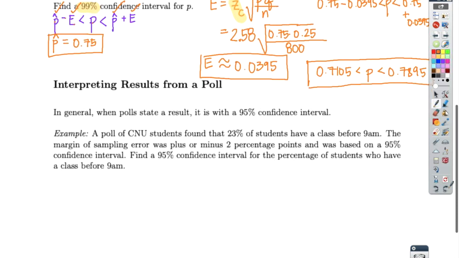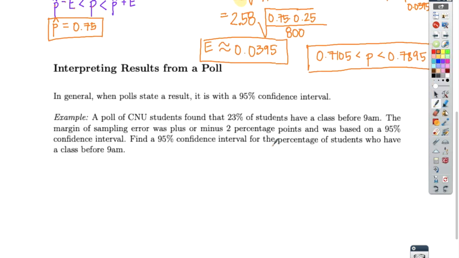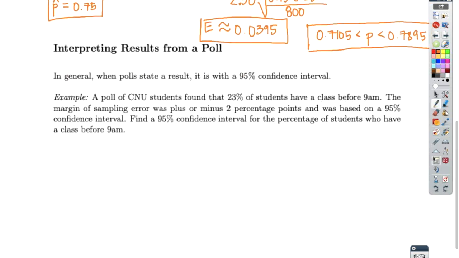Now, I just want to point out that we actually see this whole thing about confidence intervals all the time. A lot of times, especially in election years, when you hear any results about a poll, they'll talk about a margin of error or a confidence interval. In general, a lot of times we hear about a 95% confidence interval.